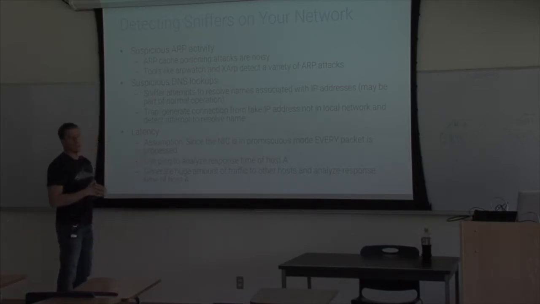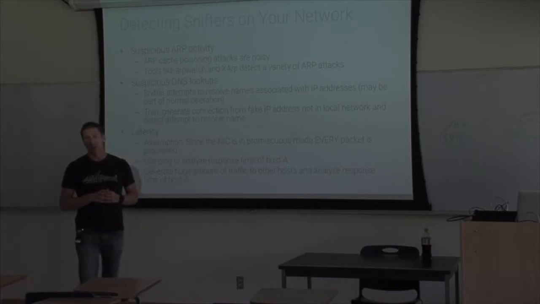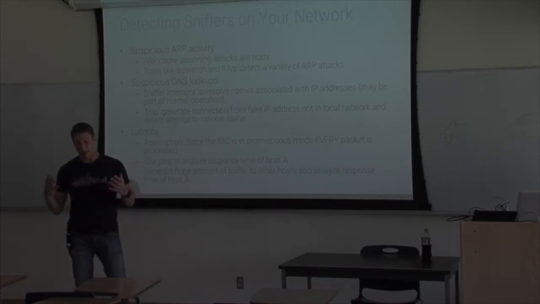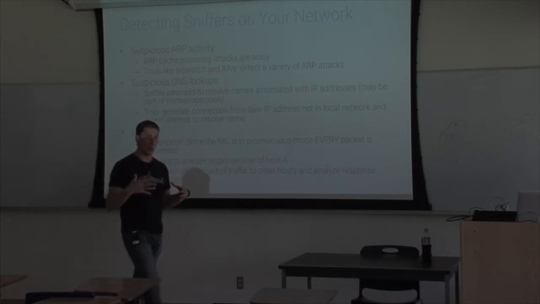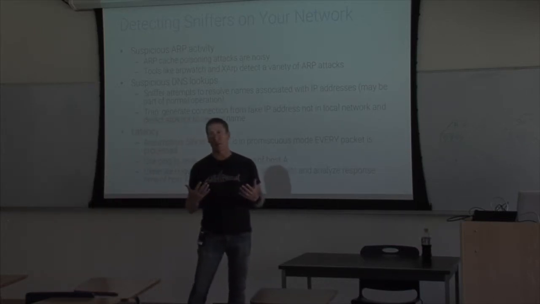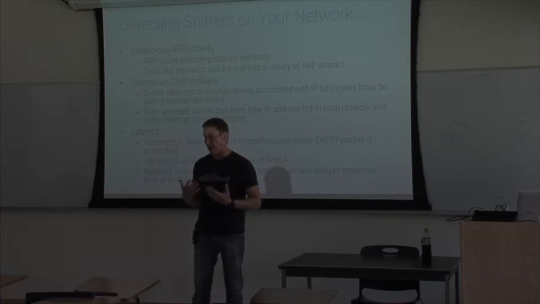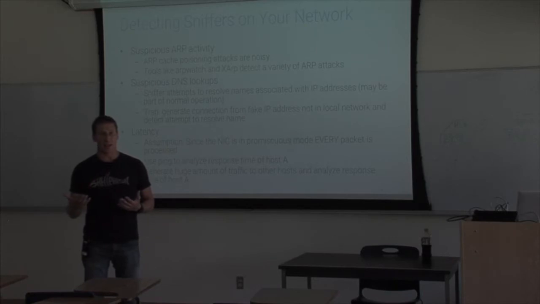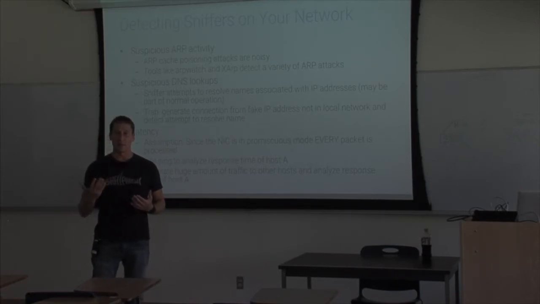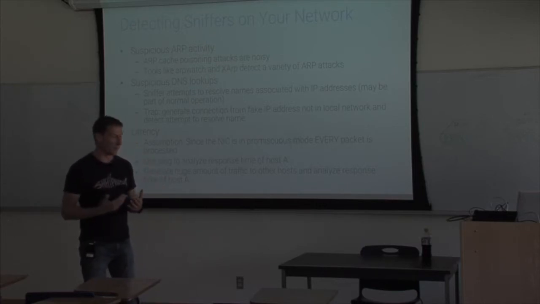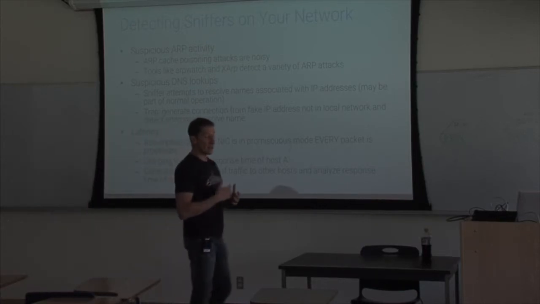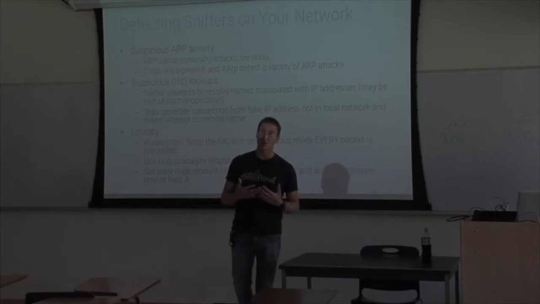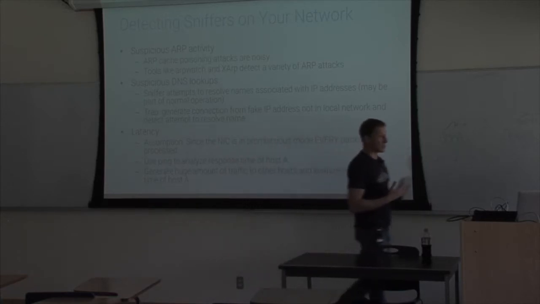Another one would be latency. So the basic idea is that since the network interface, the NIC, is in promiscuous mode, it is processing all the traffic. So if I send on a network a ton of traffic that is not directed at that host, and I measure whether that host has been impacted from the performance point of view by this traffic, for example, looking at response time, I can determine that there is actually sniffing activity.